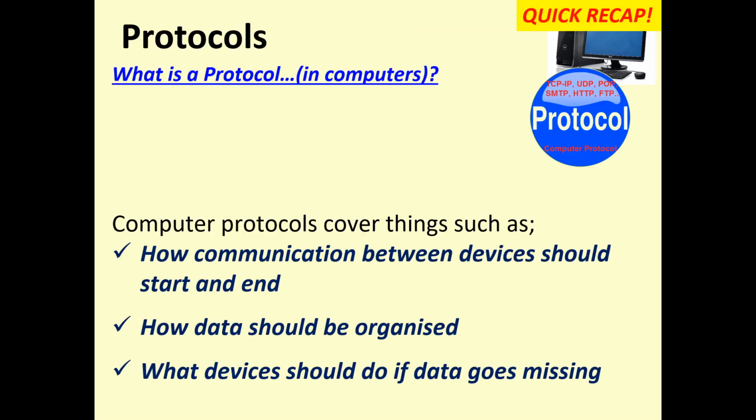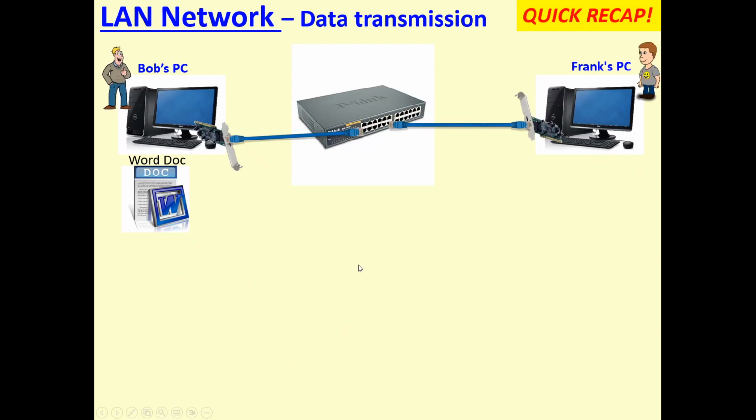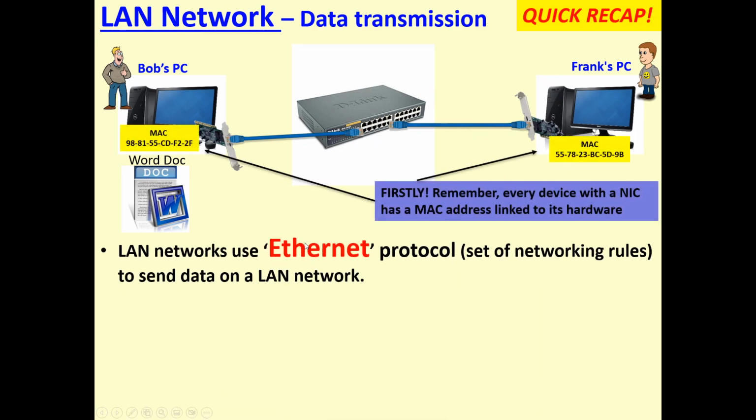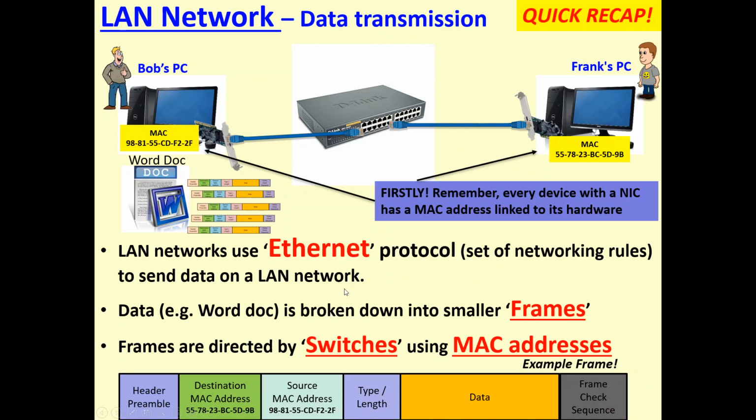Just before we go forward, a very quick recap. Remember last session, we looked at protocols. A protocol is a set of rules for how devices communicate and how data is transmitted across the network. It defines how a communication should start and end, how it should be organized, and what devices should do if data goes missing. We looked at a LAN network where the Ethernet protocol is used. The Ethernet protocol in a LAN is a standard protocol which is used for all switches and things.